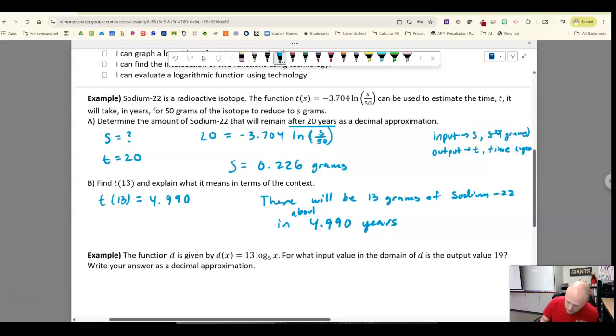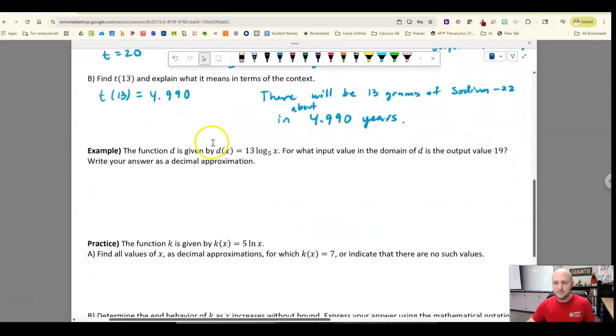And if your teacher is really picky about the word about, use the word about. In about 4.990 years. Okay? That's what it is. That's what it means. My input, sodium-22. Output, time in years. Make sure you use units. Context, units, and then of course, well, here it's kind of reversed, times the output.